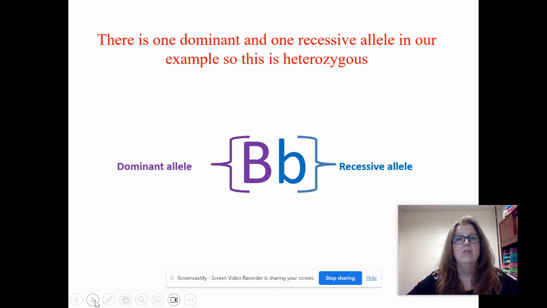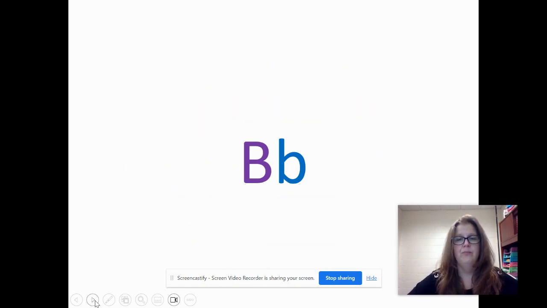So if it was the pea flower color, purple was the dominant one. So this one would be purple for the phenotype. This is the genotype, big B, little b, or heterozygous is the genotype. But phenotype would be what it looks like. All right. Let's go to the next one.